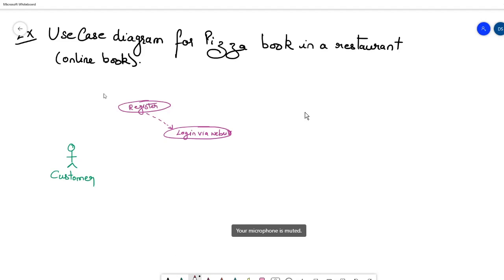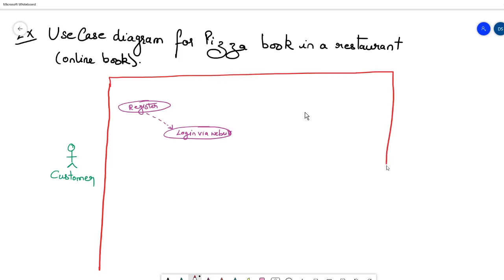Let me draw the rectangle so that the system boundary can be shown clearly. Now the user is interacting, so the user is logged in. To log in he should register, so he is using the process of login, and he used the process of register.